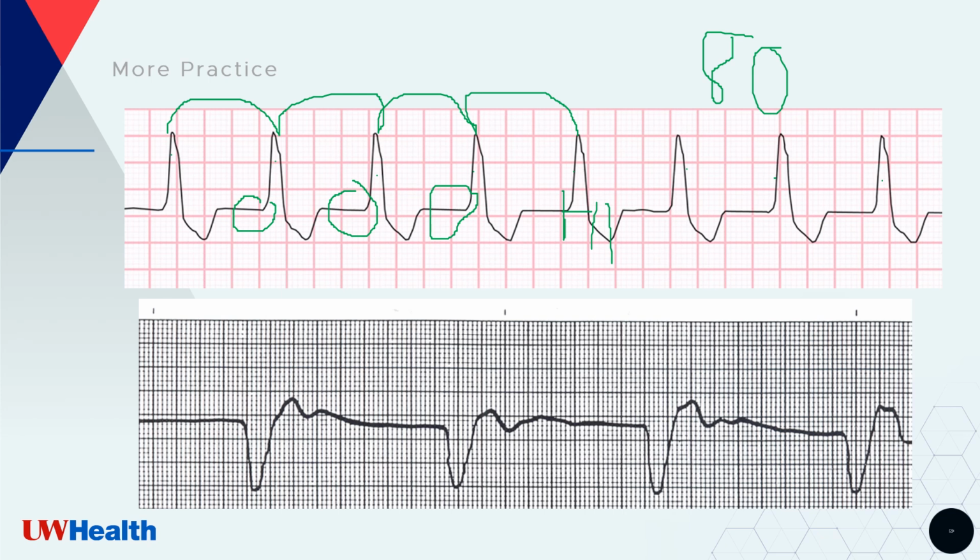Now on the lower strip here, we have 1, 2, 3 complexes within those 3 hash marks. So I have a rate of 30. It is regular, even though I have 3 complexes, to determine regularity, and a wide QRS complex. So we have all of the components to call this idioventricular rhythm.